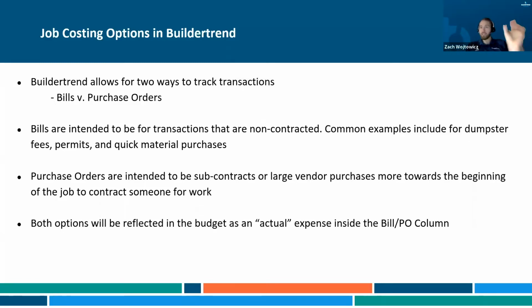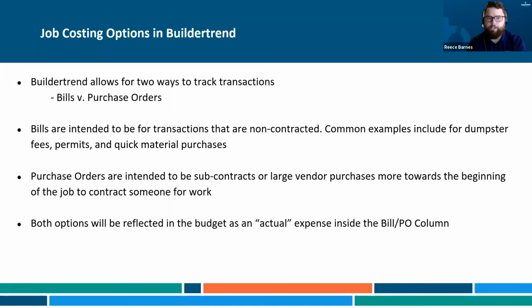Here's what I thought I would spend. Here's what I actually spent. Whether you enter them all as bills or all as POs, it doesn't matter, because the budget just looks at it and says these are actual expenses. Okay, so you're able to go ahead.